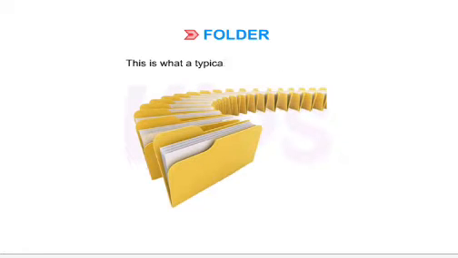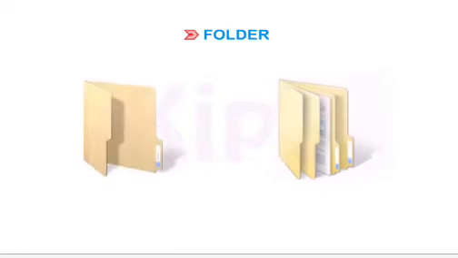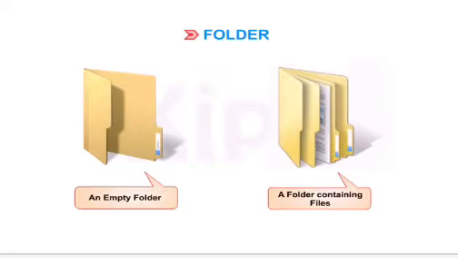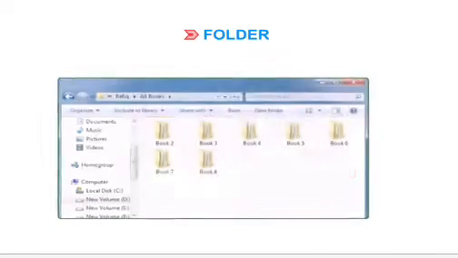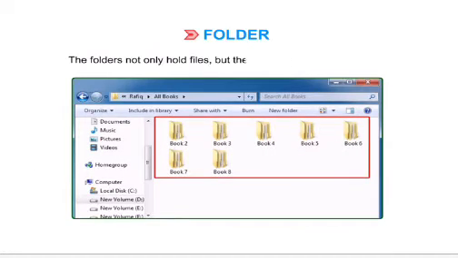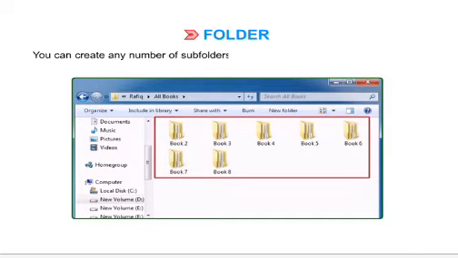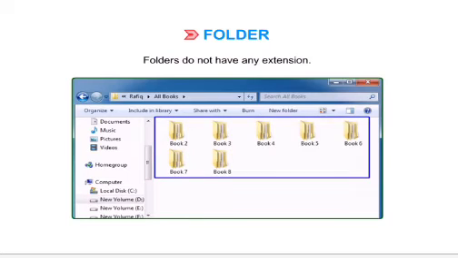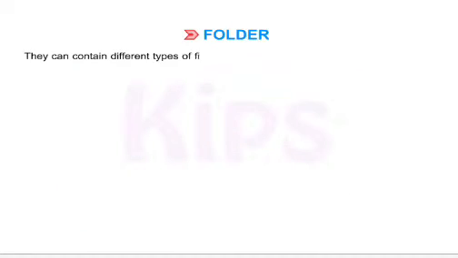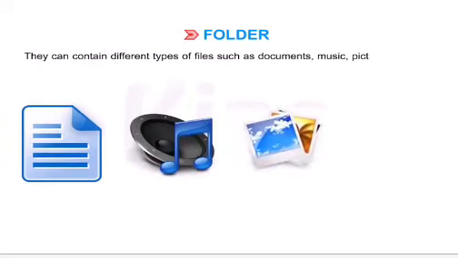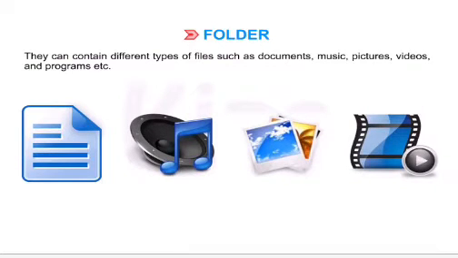That is what a typical folder icon looks like. An empty folder. A folder containing files. The folders not only hold files, but they can also hold other folders. A folder within a folder is usually called a subfolder. You can create any number of subfolders and each can hold any number of files and additional subfolders. Folders do not have any extension. They can contain different types of files such as documents, music, pictures, videos, and programs, etc.